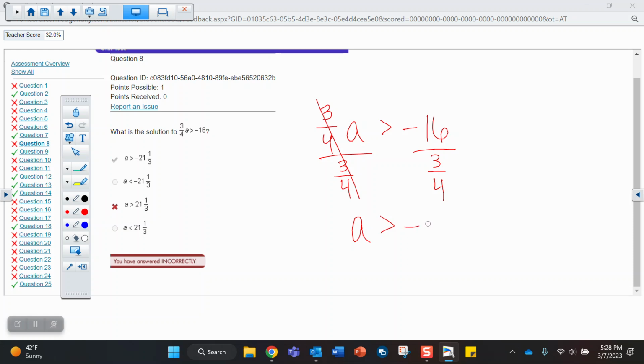This gives us a decimal in my calculator that's a repeating decimal, negative 21 and 21.3 repeating. So when we look over here, you don't see decimals, but 0.3 repeating is the same as 1/3. So there's option 3A is greater than 21 and 1/3.